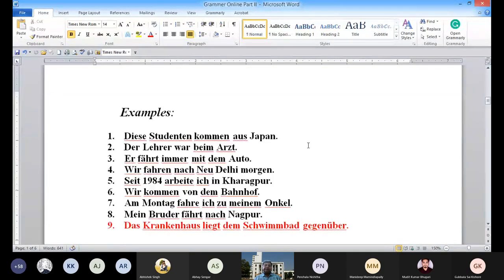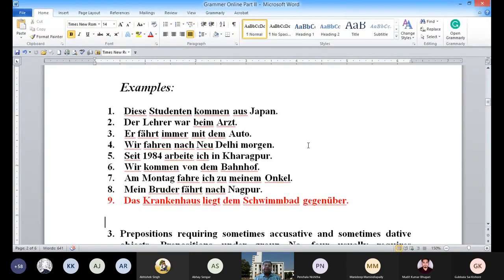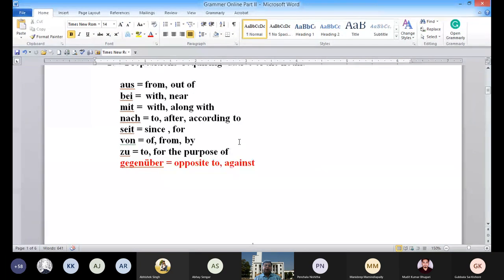So these are the prepositions of the second group: aus, bei, mit, nach, seit, von, zu, gegenüber. These prepositions always require the dative, meaning the articles which will be used before the noun will be the dative article, like dem, der, dem, and the plural form is den.